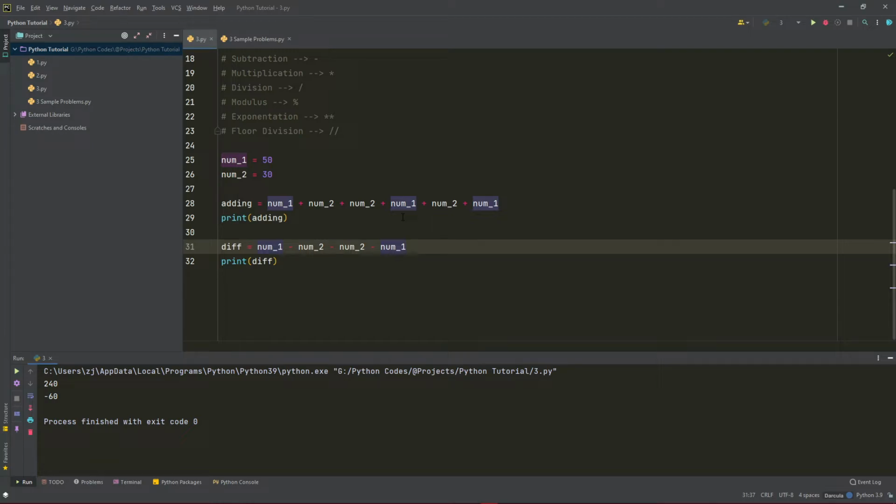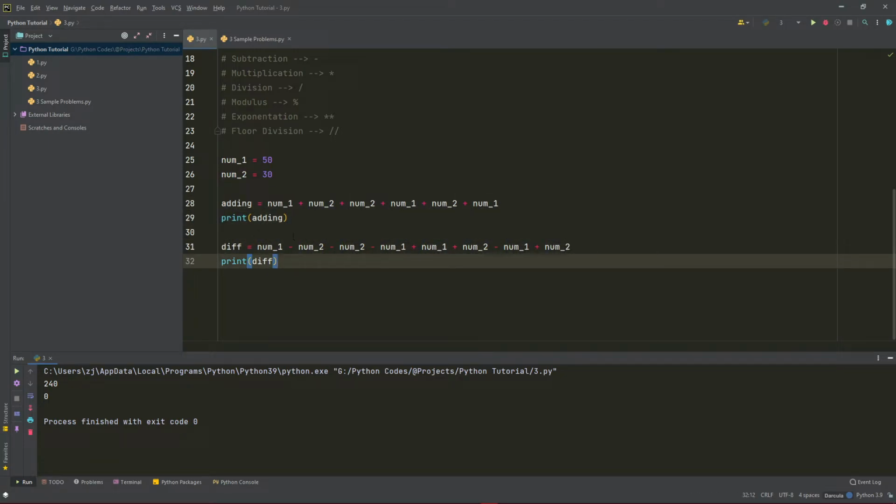Now, can I combine the addition and subtraction to one variable? Indeed, you can. Basically, you can use multiple operators in a single variable here. So we have n1 plus n2. We have minus num1 plus num2. You can do this, and then let's print. Oh, it's amazing. We got 0. Okay, so that is how you use the addition and subtraction.